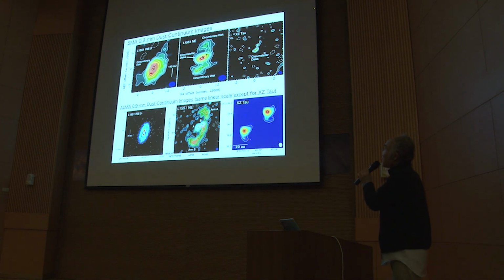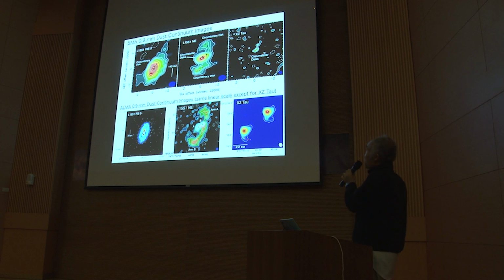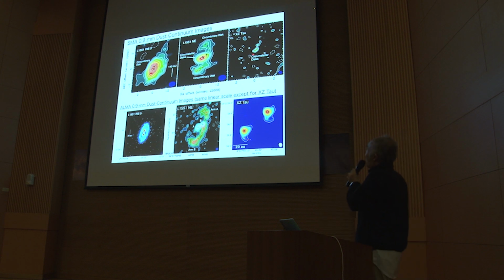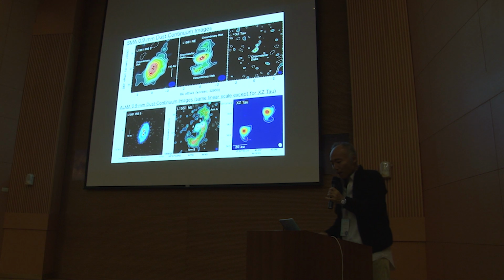These are SMA and ALMA images of those three sources. The upper panel shows the SMA images of those binaries in dust continuum at 0.9 millimeter. With SMA, in the case of IRS5, we see just one blob. In NE, you can see some kind of structure, but not very clear yet. In XZ Tau we couldn't resolve the two sources, but now we have ALMA.